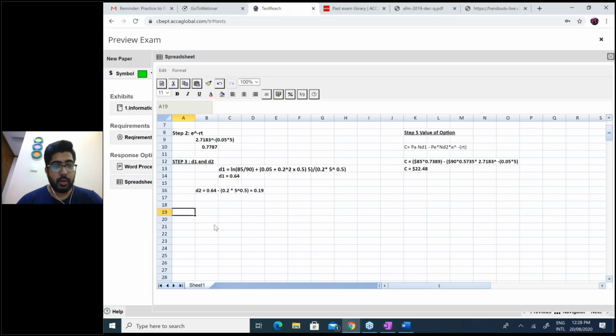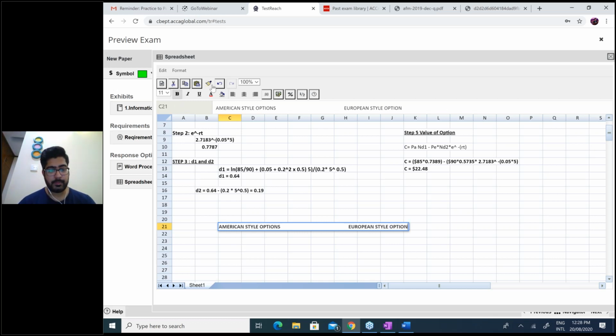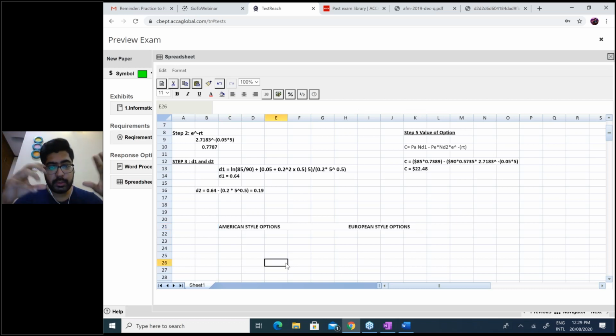Now, one thing before discussing assumptions, I want to tell all of you, always remember one thing. In practical world, there are two types of options. One is called American style options, and the other one is called European style options. Okay, in real world there are two types of options. One is called American style options and one is called European style options.